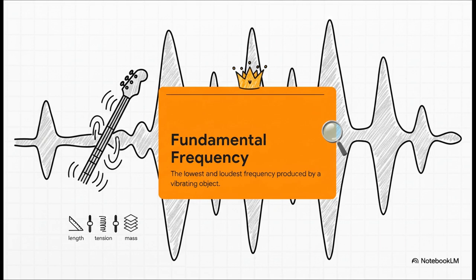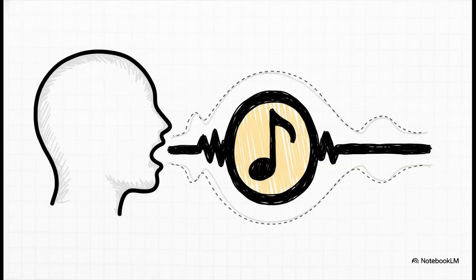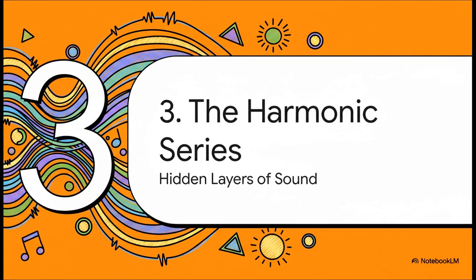This guy is the king of the castle. The easiest way to think about it is this. If you were to hum the note you just heard from that string, you'd be humming the fundamental frequency. It's the note name we give the sound, like an A or a G. It's the most obvious, the most dominant part of what you hear. But, and this is a big but, it is definitely not the only part. And this is where it starts to get really, really cool.